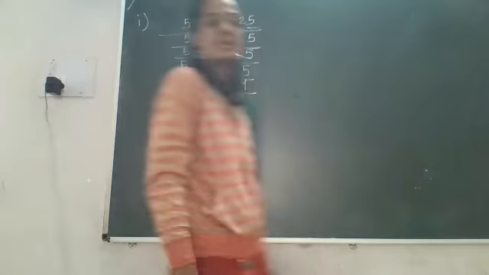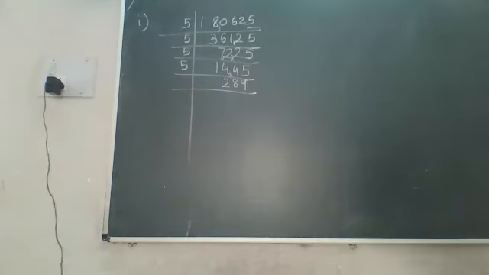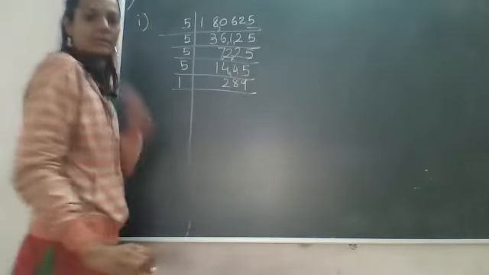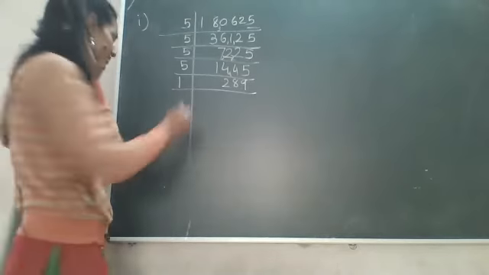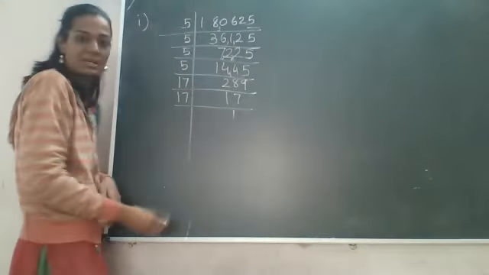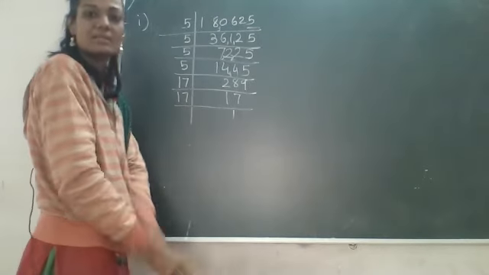Now you can say that 289 is whose square? Which number's square is 289? 17 squared. Very good. It is 17 squared. Like this way we have completed this sum.